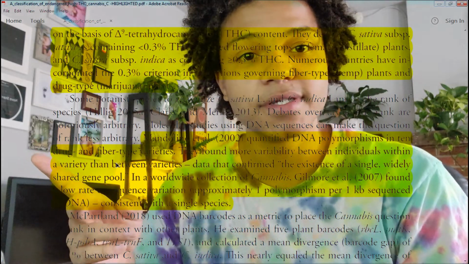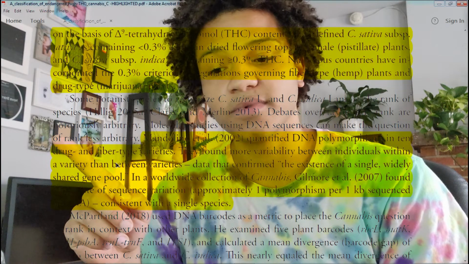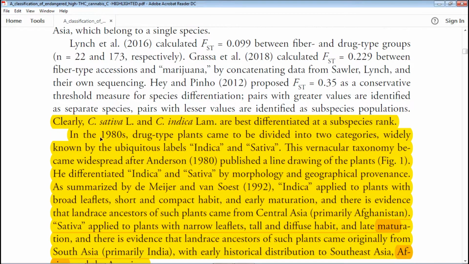But the problem with the modern hybrids is that they're already bottlenecked, and if you introduce these bottlenecked plants into these pure lines, or very robust and domesticated and adapted lines, you're gonna start ruining their gene pool. Let's see. Clearly, Cannabis sativa and Cannabis indica are best differentiated at a subspecies rank.